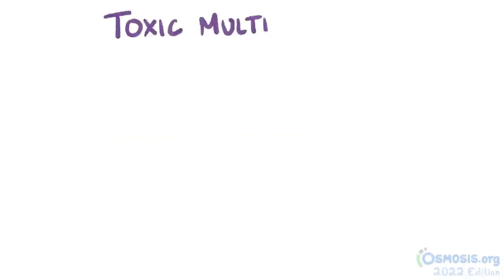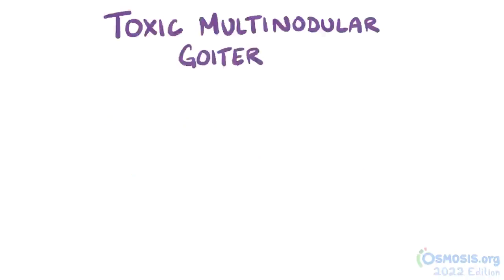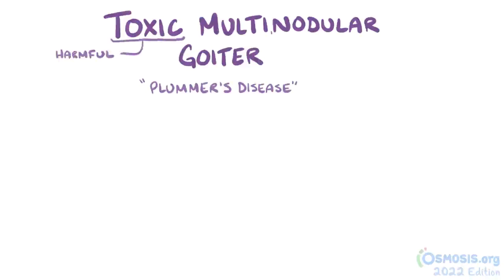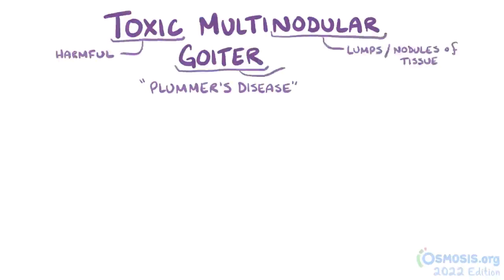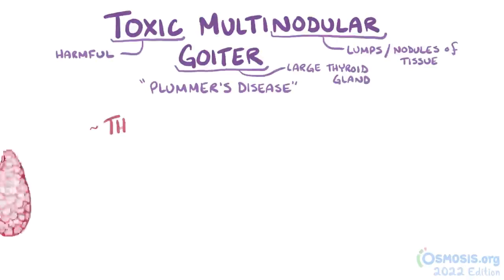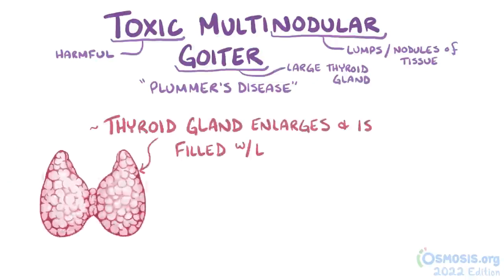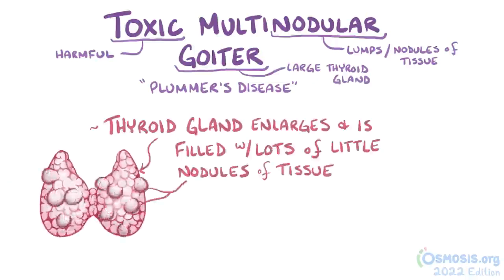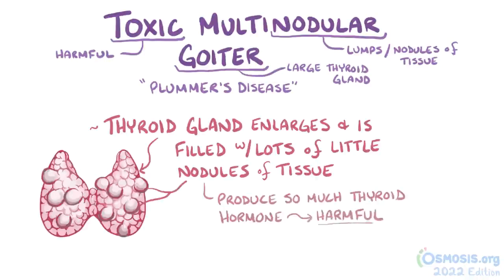In toxic multinodular goiter, also called plumber's disease, toxic refers to something harmful, nodular refers to little lumps or nodules of tissue, and goiter refers to a large thyroid gland. So toxic multinodular goiter is a condition where the thyroid gland enlarges and is filled with lots of little nodules of tissue, each of which produces so much thyroid hormone that it becomes harmful to the body.